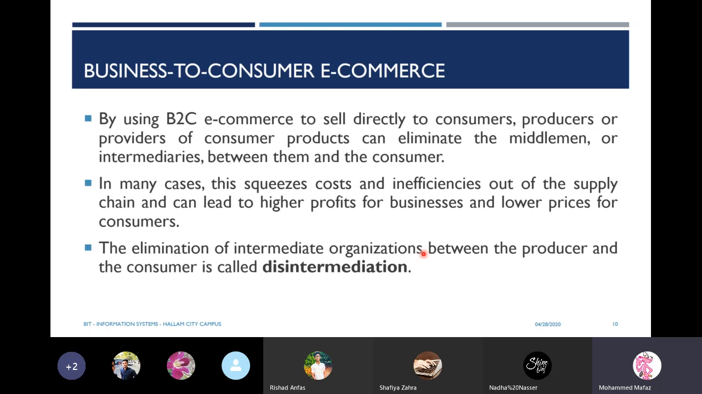When you don't have people in the middle to get the product for you, because you have to pay money for the intermediate people, instead of that you take over that responsibility. Sometimes it might be a lower cost for you to go and directly get the thing. So the elimination of intermediate organizations between the producer and the consumer is called disintermediation.